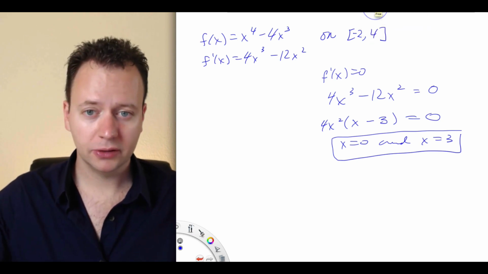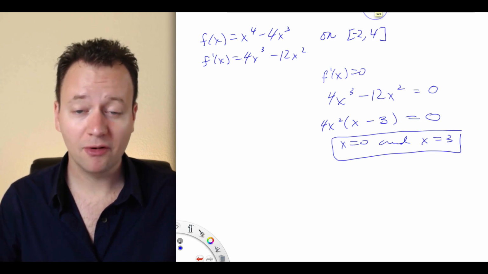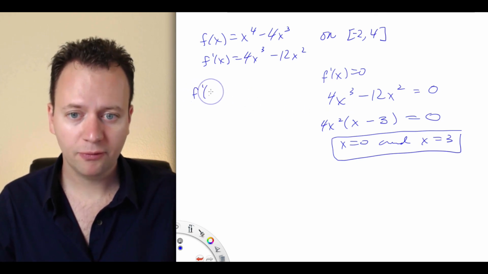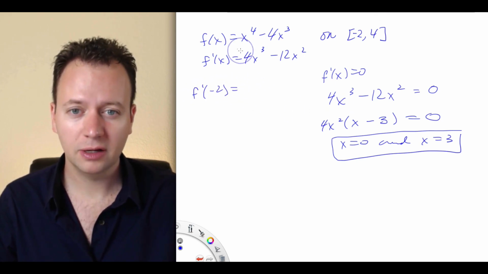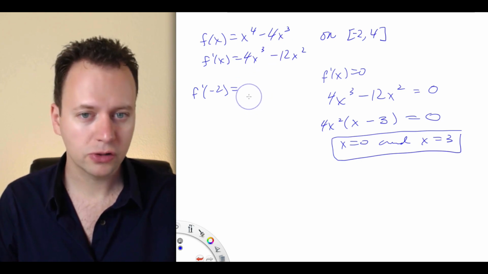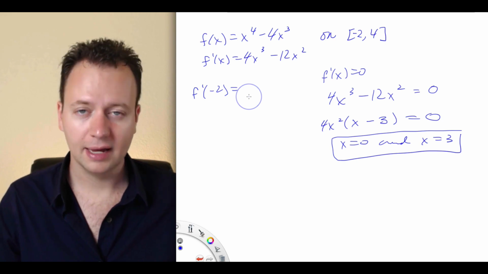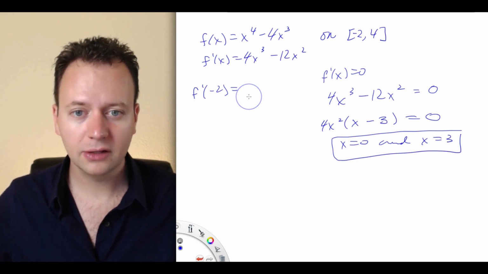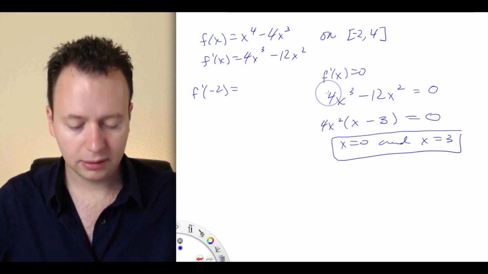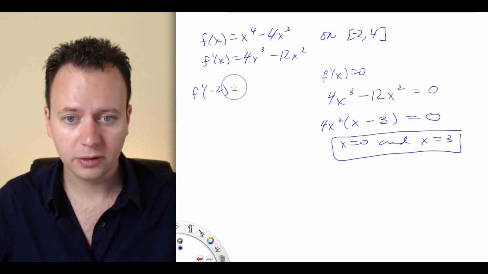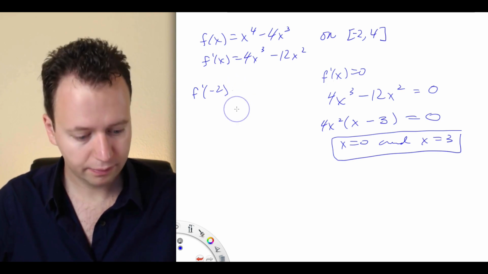Let's do it directly. So let's look at f prime of -2. I'm doing it a little bit differently. I'm not actually evaluating the function straight out. So f prime of -2 is going to be negative. I can see this right away. I don't need to know what it is. I just need to know if it's positive or negative, and it is negative.